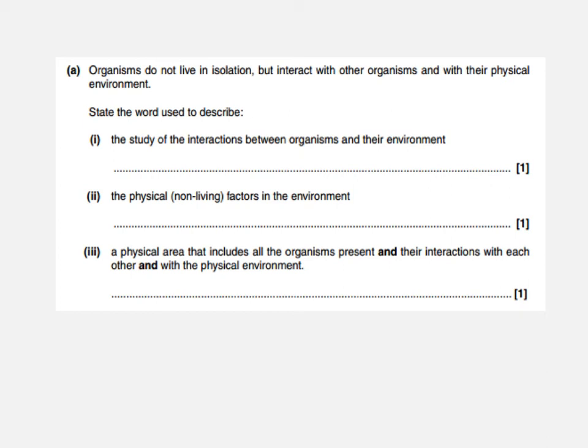State the keywords used to describe I, the study of interactions between organisms and their environment, II, the physical or non-living factors in the environment, and III, the physical area that includes all the organisms present and their interactions with each other and with the physical environment. 3 minutes, you might want to use your books for this, use your notes, absolutely fine. Play again when you're ready to go through the answers.